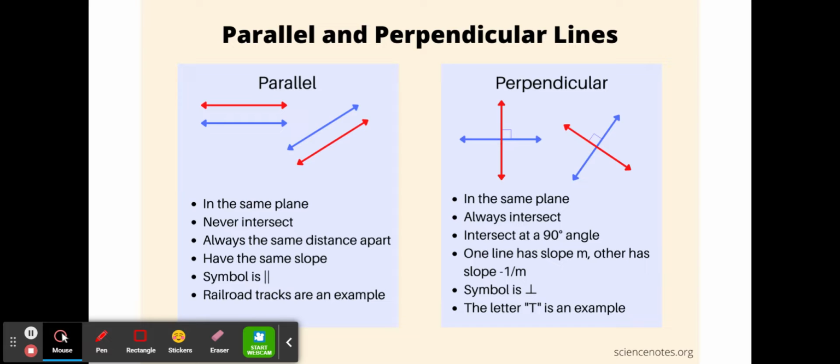All right, so parallel and perpendicular. Remember, parallel lines never intersect and have the same slope. Perpendicular lines do intersect at 90-degree angles, and we'll talk about the slopes being opposite reciprocals.